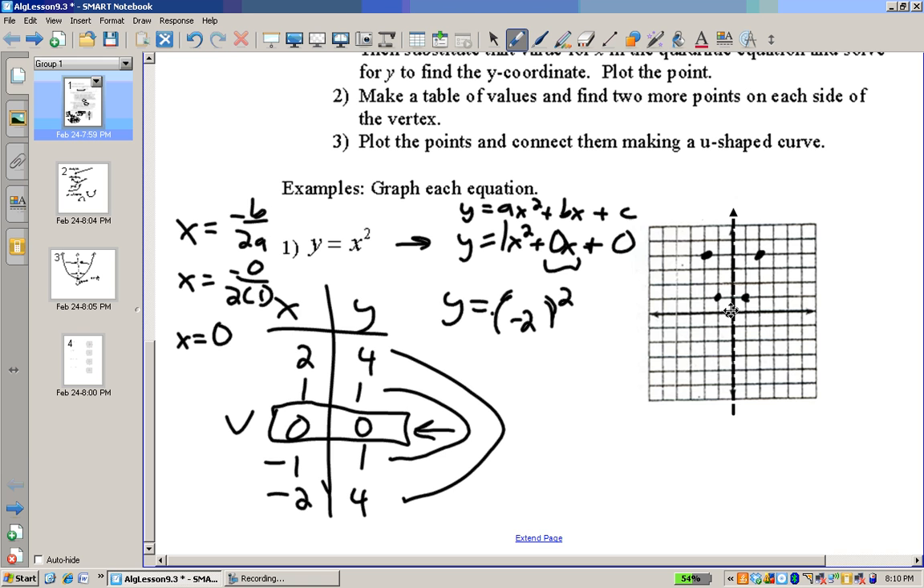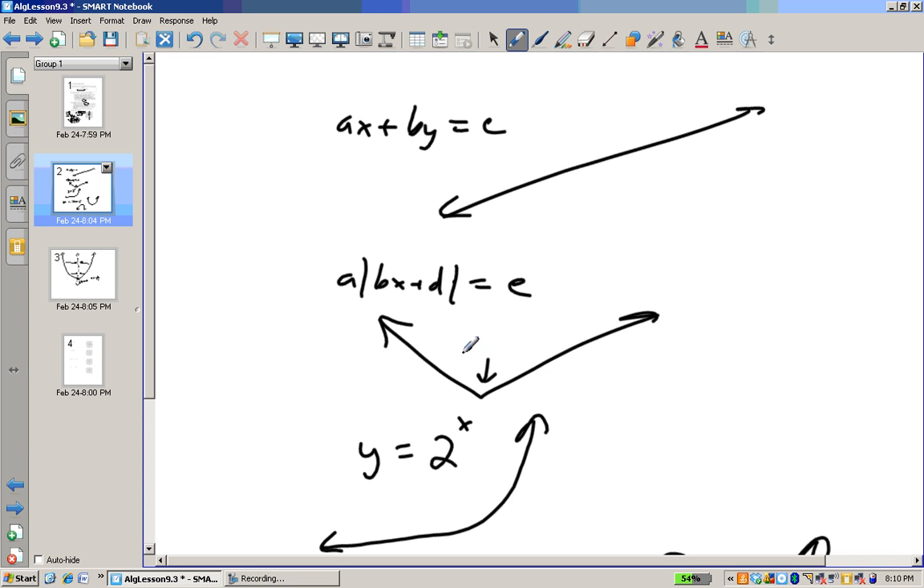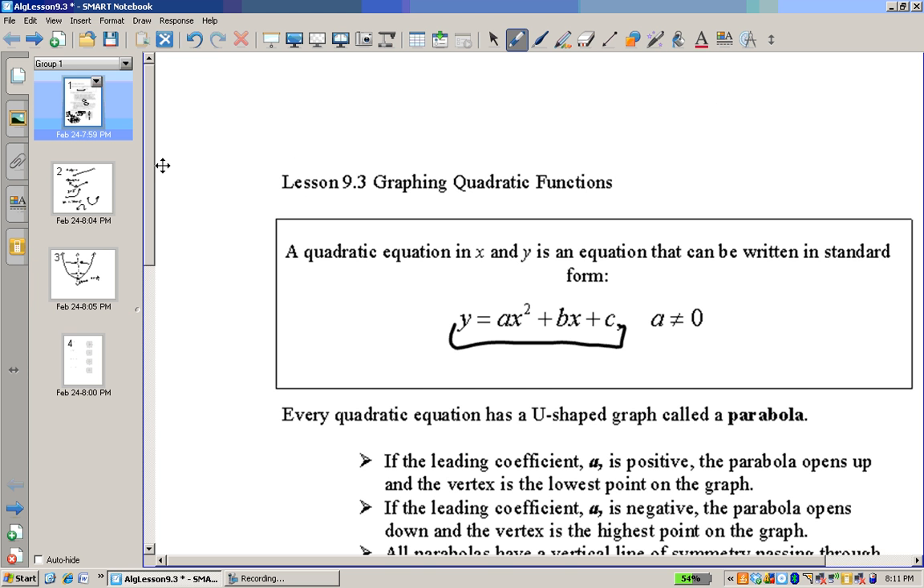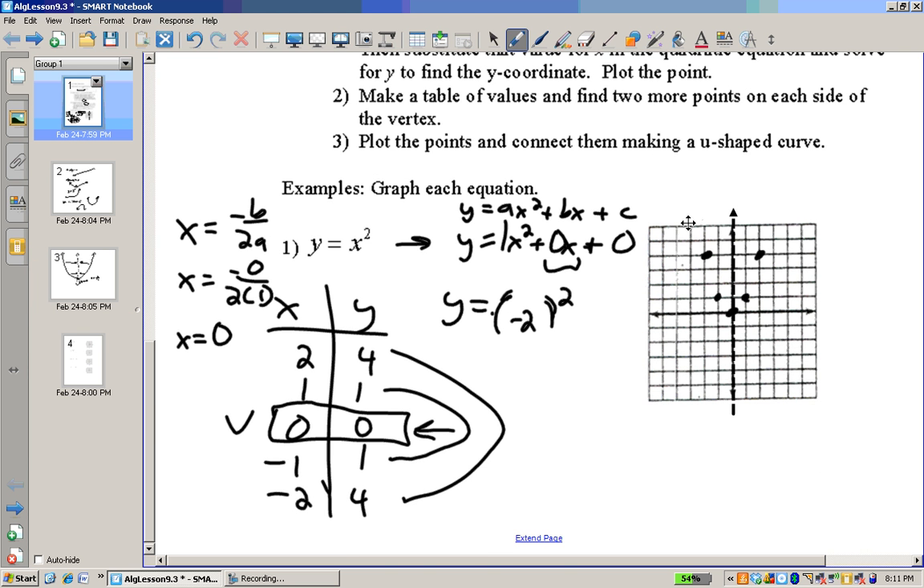Now, make sure that you don't have a corner. Notice the corner was for absolute value functions, not for these. So we should go down. It should never quite be linear, so it's off. And there we have a graph.